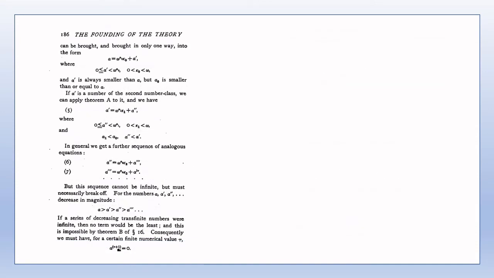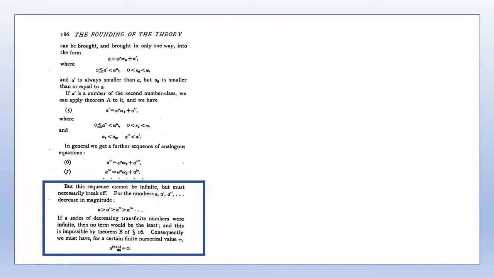Most of this page is self-explanatory, so jumping to the bottom of page 186 then, alpha greater than alpha primed, greater than alpha double primed, and so on, is a decreasing sequence of transfinite numbers. If alpha sigma is of the second number class, then the process continues, so eventually alpha sigma must be of the first number class. If alpha sigma never became finite, then the sequence would continue to decrease, and there would be no smallest number, which is a contradiction since the aggregate of alphas is a part of a well-ordered aggregate.